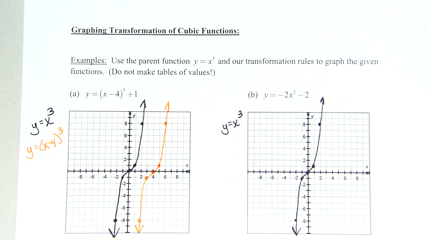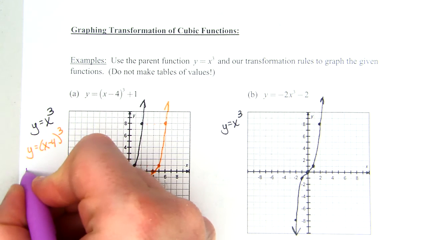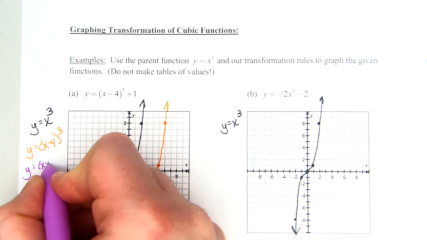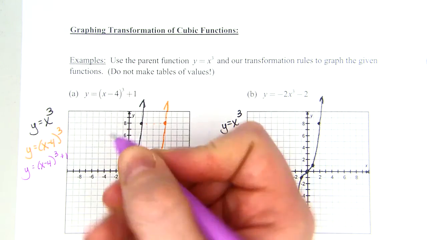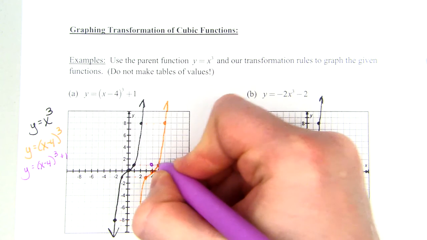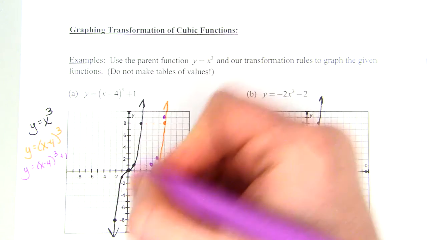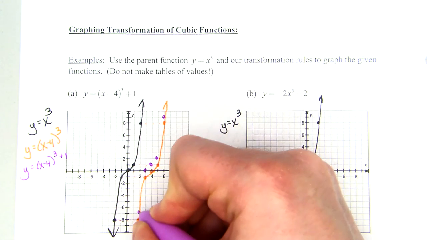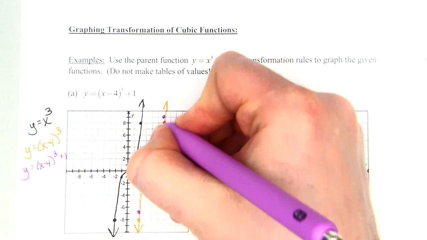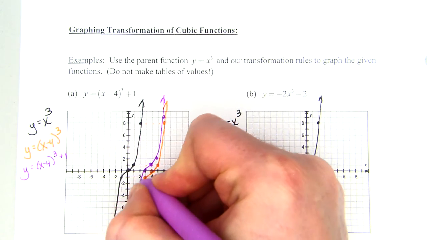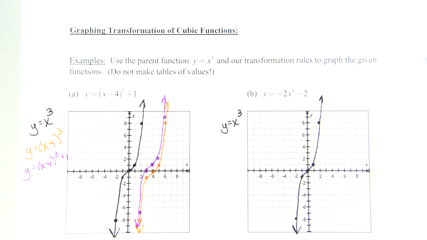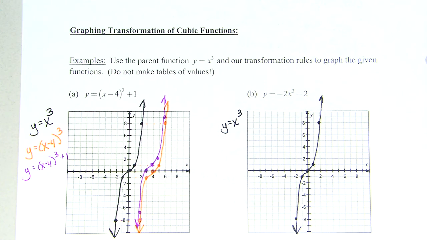Go deal with the last transformation, please. I'm going to take all my points and go up 1. There, there, there. Connect the dots. And we should have something like that purple graph.